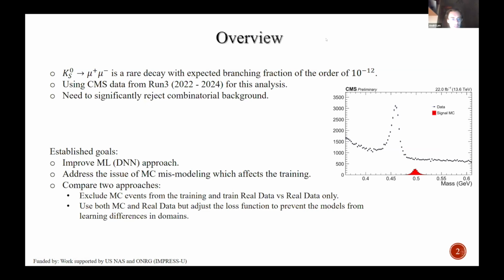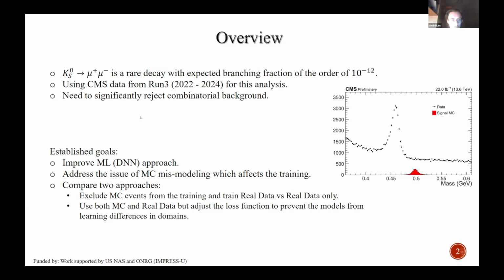First of all, the main target of this study is the K-short to mu mu rare decay, with an expected branching fraction of the order of 10 to the negative 12th power. During this study, we were using 3 years of Run-3 CMS data. And as our decay is very rare, our main objective for this study will be to significantly reject combinatorial background. You can see an example of the spectrum we will be working with on this plot.